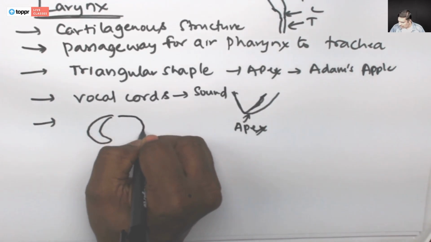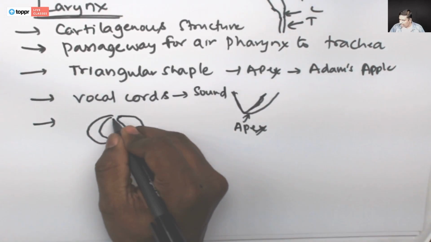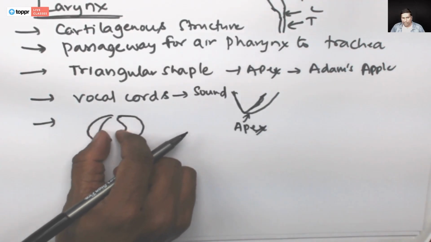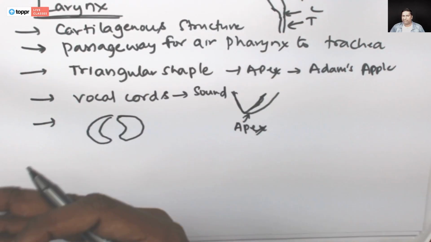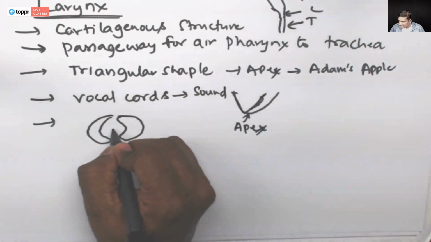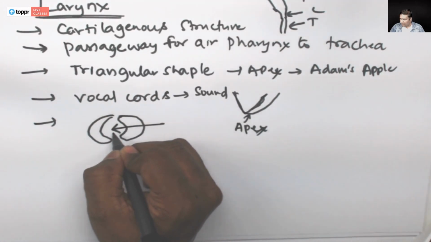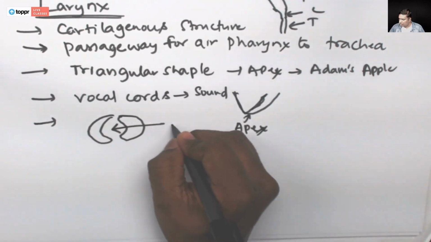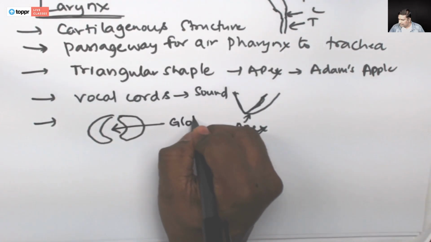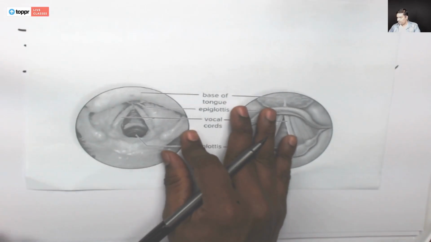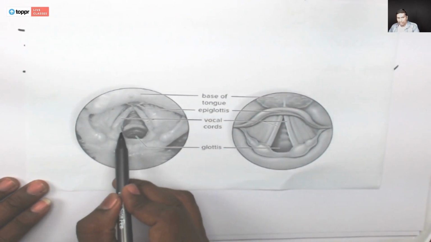You have two membranous structures like this, and the air will pass through, and when the air is passing, these membranes will start to flap, because of which we are able to generate different kinds of sounds. And this central aperture or central slit that you see in the vocal cords is called the glottis. Okay, so let me just show you.